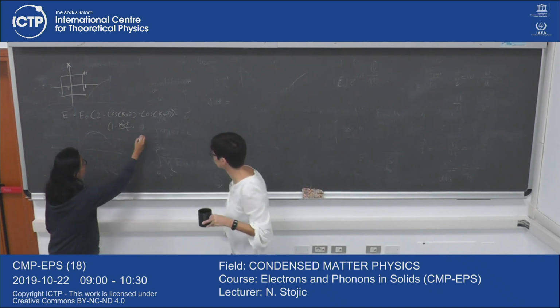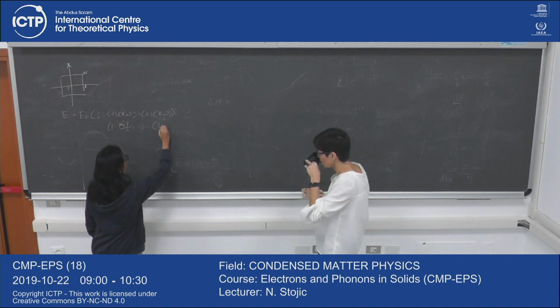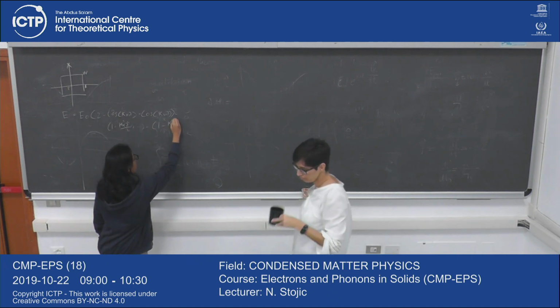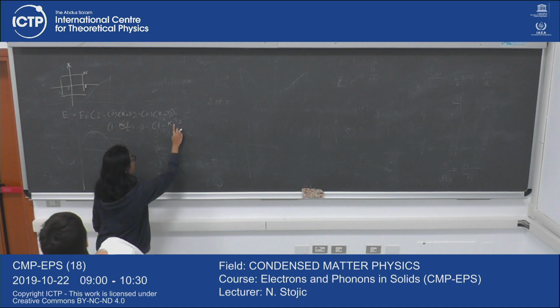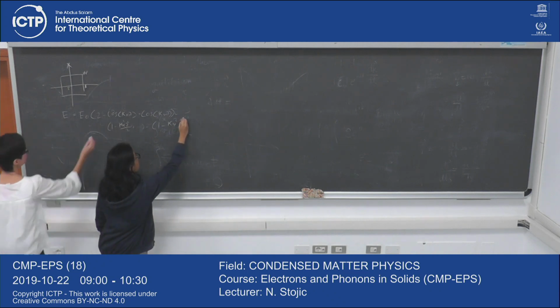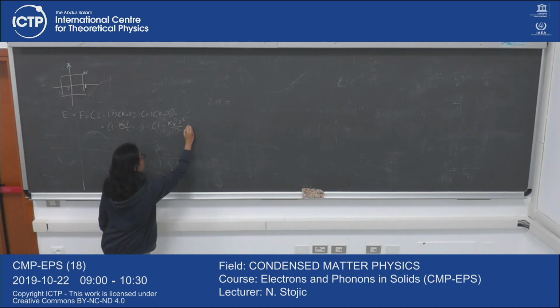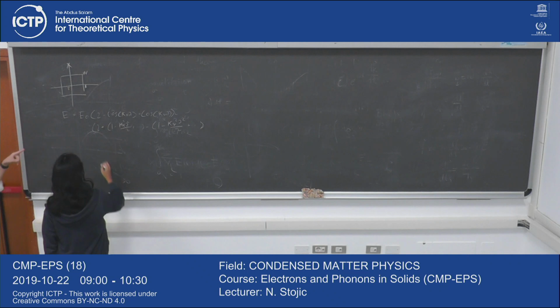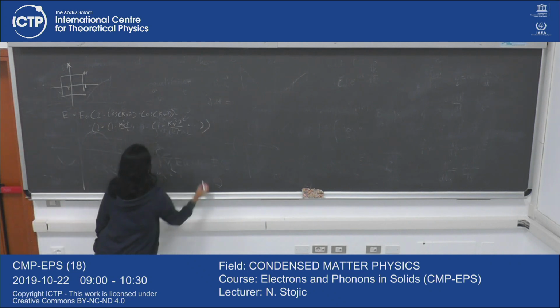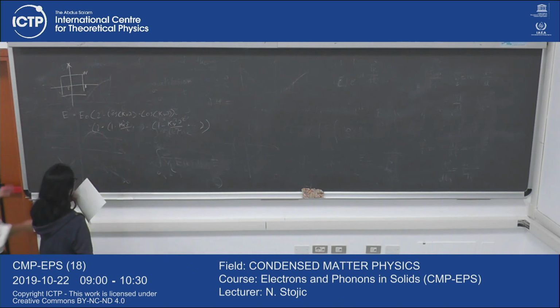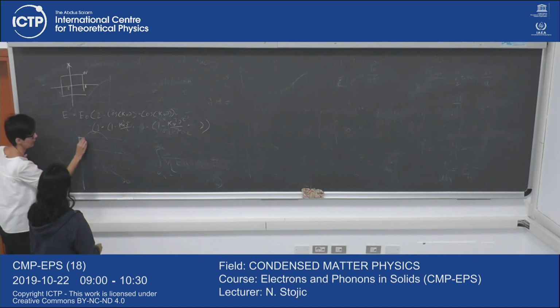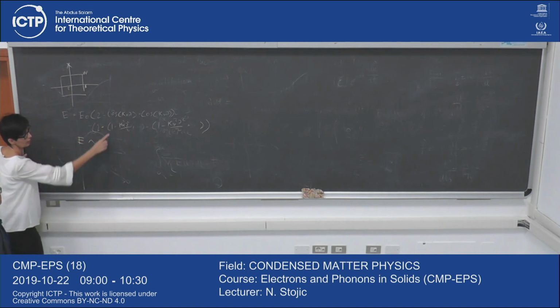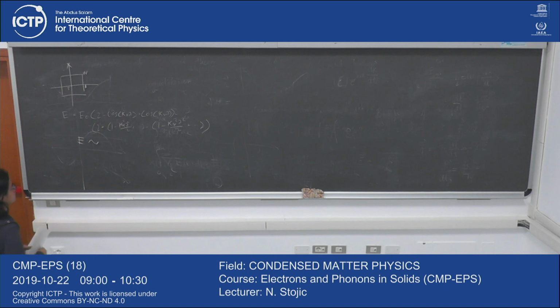Both of them enter with a big minus sign in front, and you are getting the dependency. I don't even care about the values. I'm getting that the energy is proportional to k squared, kx squared plus ky squared. You can write this.